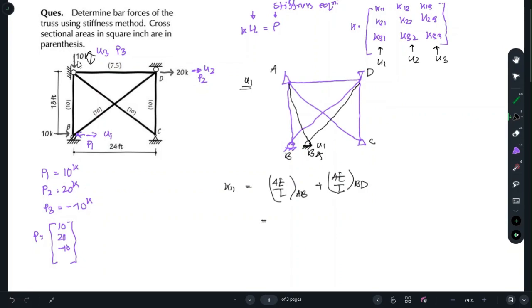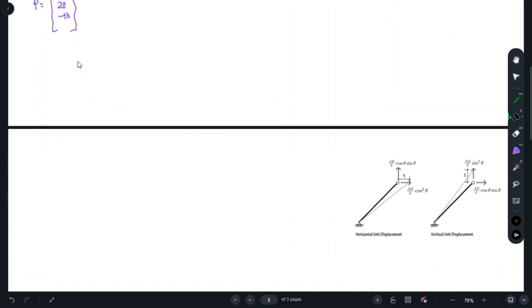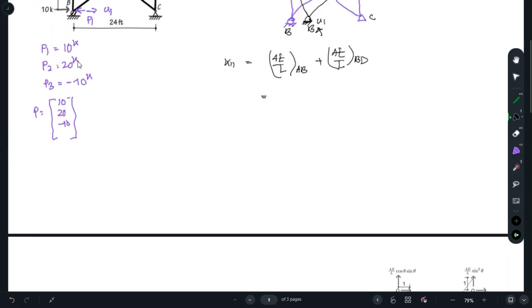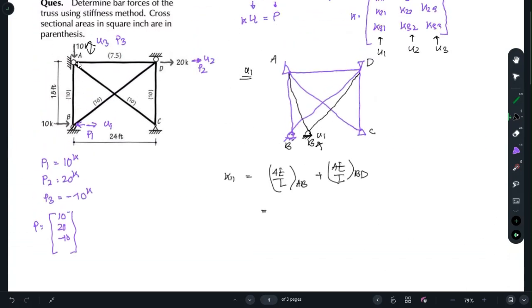And the thing is that for horizontal displacement, here our DOF is horizontal. So for horizontal displacement and for that component, you have a value of AE over L cosine squared theta. So we'll take the area of AB, which is 10. We don't know the value of E, and L for AB is 18, and we will bring cosine squared theta.